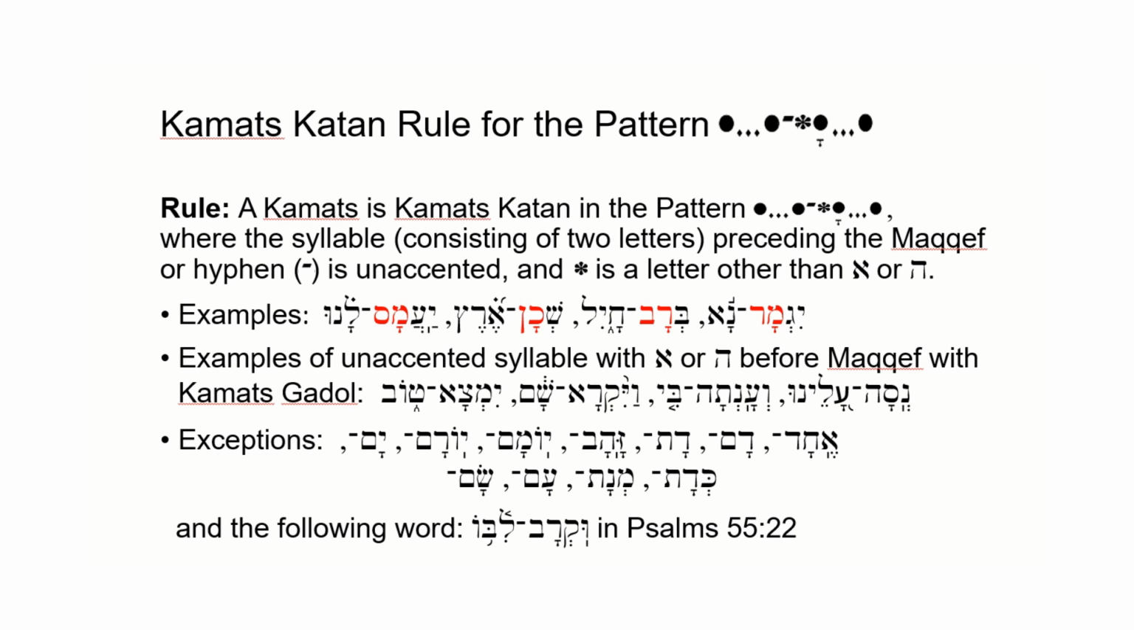And examples also for unaccented syllable with aleph or he before the hyphen, with the kamatz being kamatz gadol. So we have nesa alenu ve'aneta bi ve'yikra shem yimtza tov. So also we have the following exceptions. Ehad, dem, det, zahab, yomem, yoram, yem, and so on. And also the following word in Psalms 55:22, Uk Rav Libo.